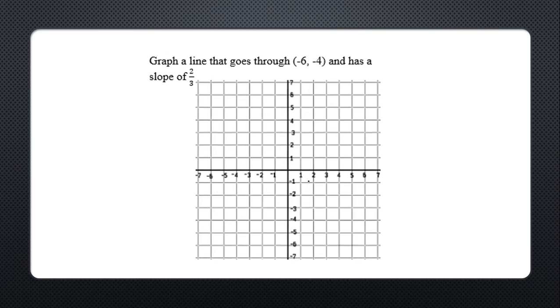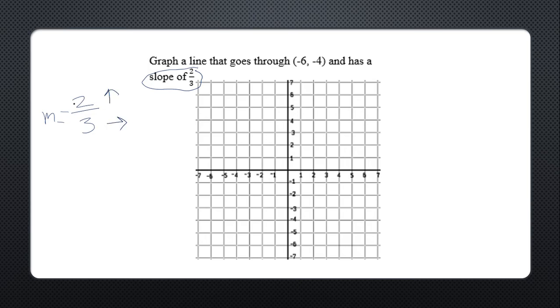All right, here's example number 4. This is the last question that we're going to do in this part 1. Graph a line that goes through -6, -4, and has a slope of 2/3. So you have to think about slope. This is not the y-intercept. The slope of 2/3 tells us that we're going to go up 2 and we're going to go over 3.